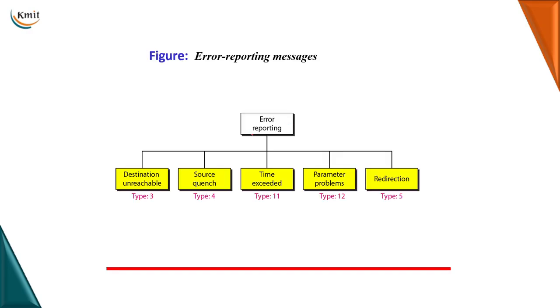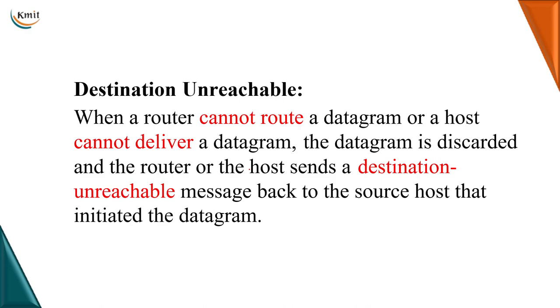The error reporting messages are of different types. As I told you, in the message format you have the type field. That type field specifies what kind of message it is. If it is type 3, the message is destination unreachable. If it is type 4, source quench. Type 11, time exceeded. Type 12, parameter problems. Type 5, redirection. Now we will learn about each one of these messages.